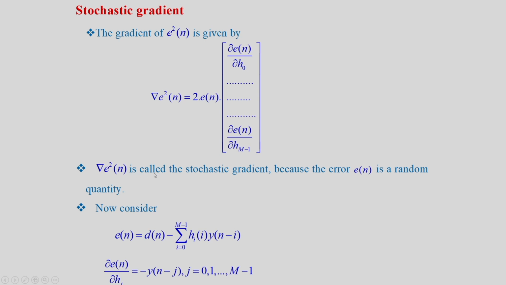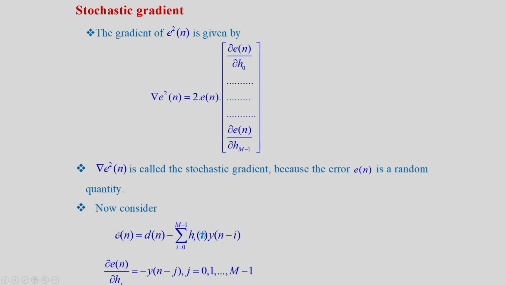Gradient of square n is called stochastic gradient because the error is a random quantity, because En is derived from the random data, therefore it is a stochastic quantity, and corresponding gradient of square n is stochastic gradient.